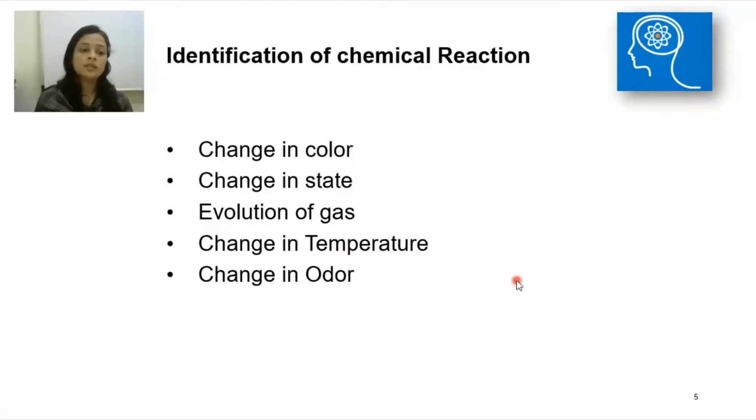Okay. Now, another question is how to identify whether a chemical reaction takes place or not. So here there are a few parameters by using which we can say that yes, a chemical reaction takes place. When a chemical reaction takes place, there is a change in color, a change in state, evolution of gas, change in temperature also, and change in odor. So these are the few parameters by which we can identify a chemical reaction.